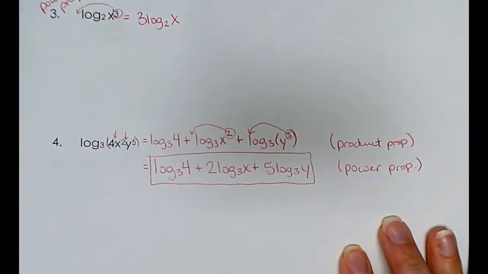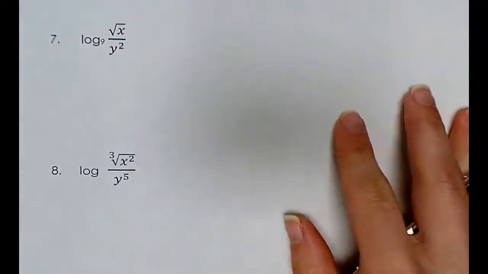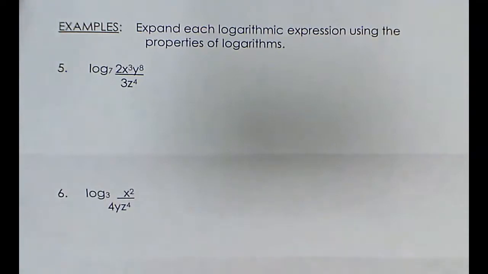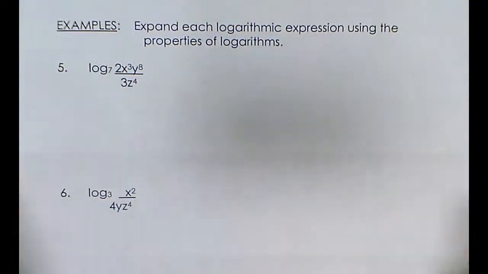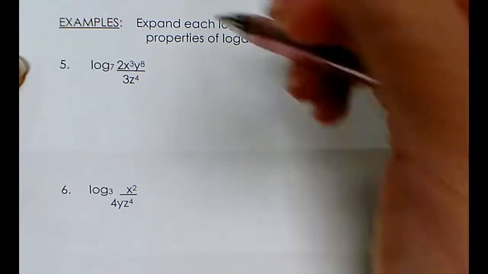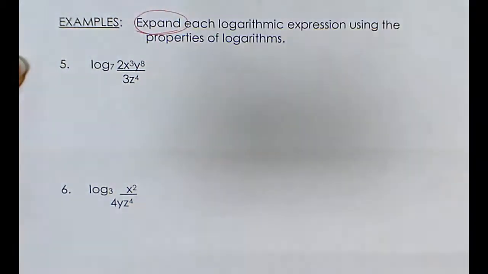So I'm going to move to the last page of the notes because each of those problems was relatively simple. The first 3 we only used one property on. Number 4 we used 2 properties on. The examples on the last page are a little more complicated just because they combine more of the properties. So the instructions say to expand each logarithmic expression using the properties of logarithms. Now there is an order to which you should use.